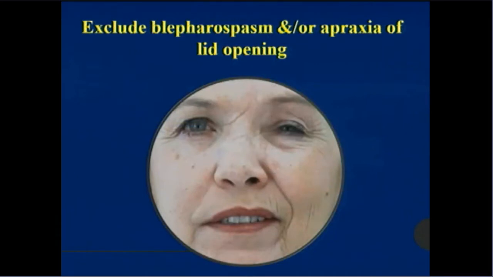It is very important also to exclude post-facial palsy blepharospasm, or what we call apraxia of eyelid opening, because this might give you a false impression of ptosis. However, the issue here is not related to the levator muscle. It is related to an overacting orbicularis muscle.